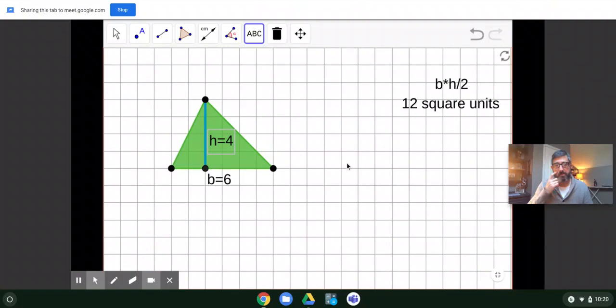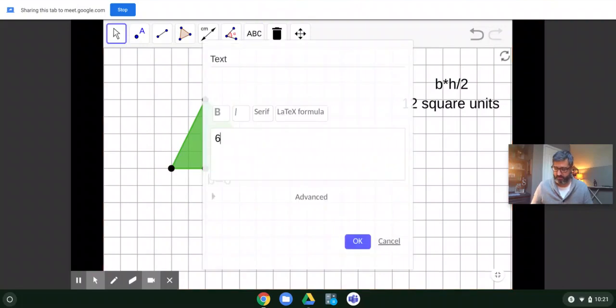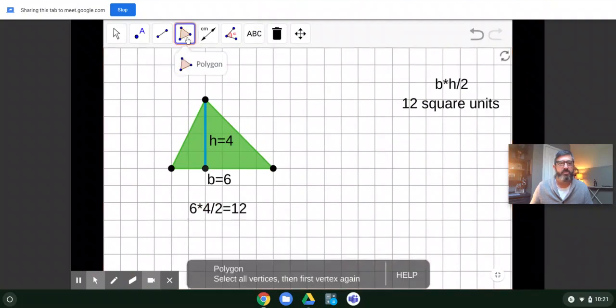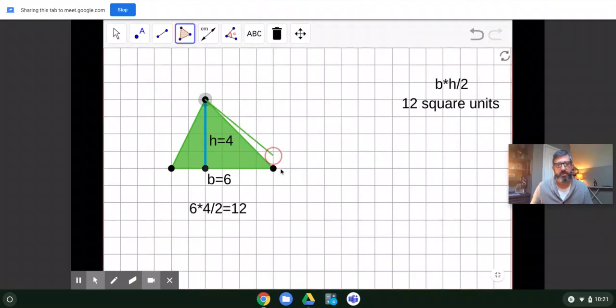So how do we get our area? We use this formula up here, which gives us 6 times 4 divided by 2, and that is equal to 12. So if we were to make a parallelogram out of this, we would just make an exact copy of the triangle.